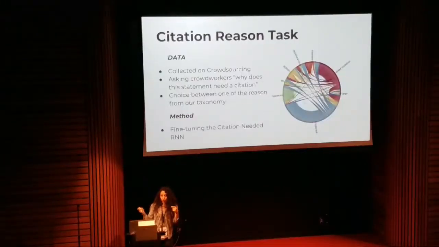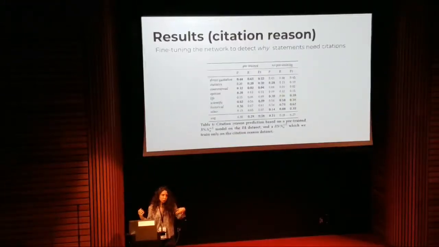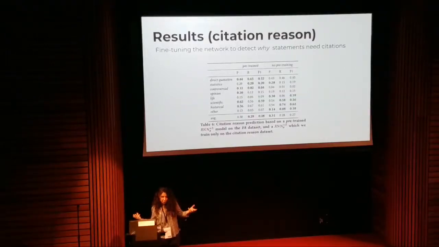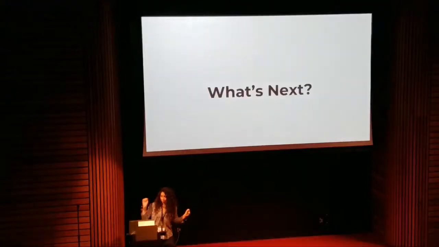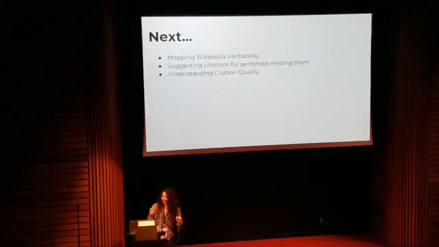We also extended this algorithm to be able to detect the reason why certain sentences need citations, and we do this by annotating a large collection of sentences with the reason why they need a citation, taking the reason from our citation reason taxonomy. We fine-tuned the algorithm for citation needed detection to detect also the reason why sentences need a citation. We can reach reasonable accuracy with this algorithm. It's only reasonable because we don't have enough data, but this is work in progress, and we are researchers, so we are going to work on that, and we're going to work on a number of other things.